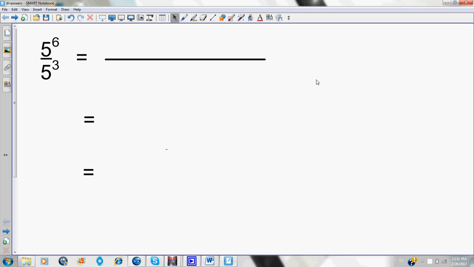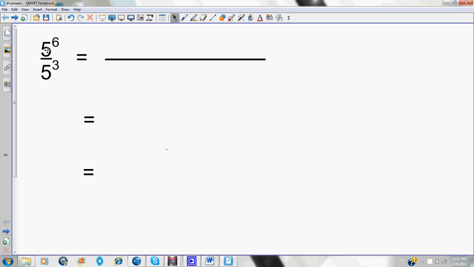What we'll be going over today is division of powers with the same base. Remember, the base is the large number right here, and the exponent is the number that is smaller and above and to the right of the base. So this is the exponent, this is the base right here.